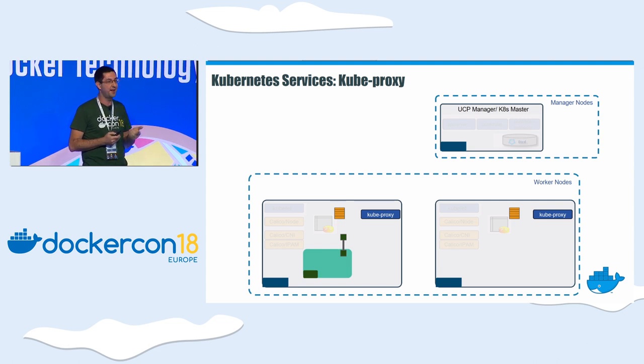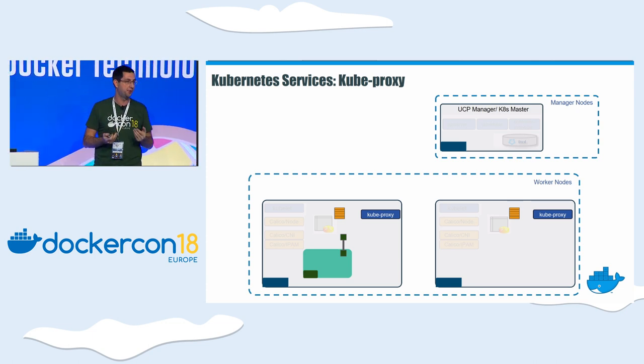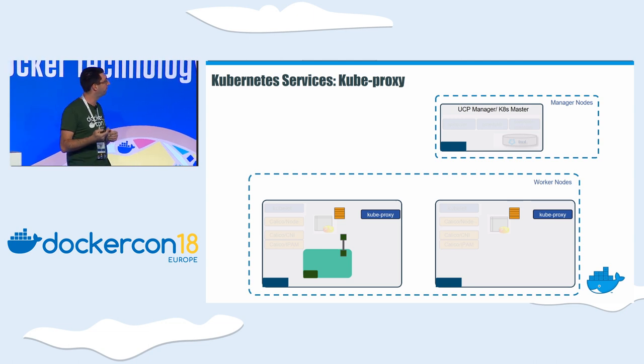It's IP tables NAT rules, exactly. So it will be able to change the port and IP address to match the one from the service to the one of the pod. It will act as a sort of load balancer between one pod and one service.